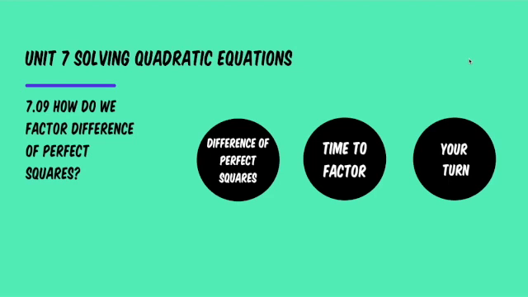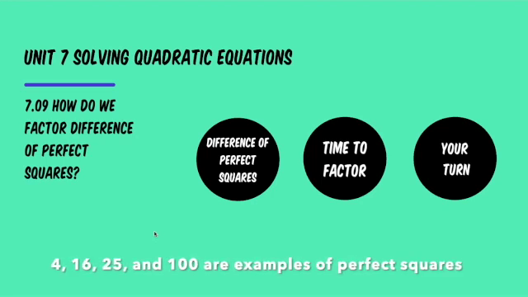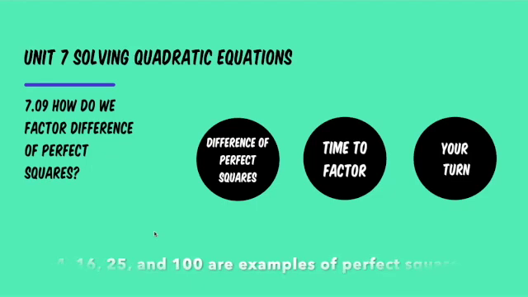Okay, let's jump into 7.09, How do we factor difference of perfect squares? You've already learned that the numbers 4, 16, 25, and 100 are perfect squares. Today we are going to look at equations that have perfect squares in them.